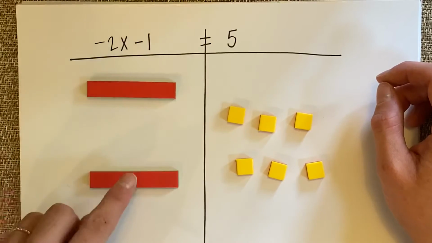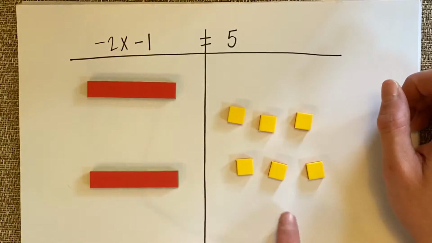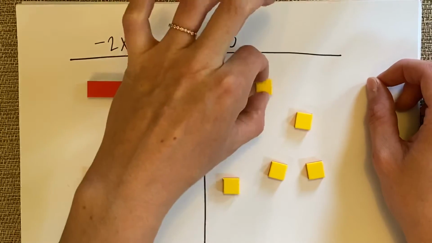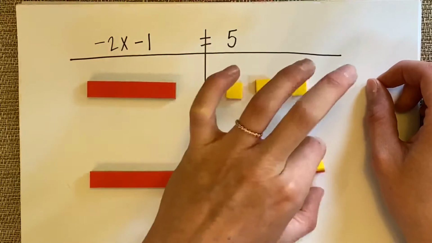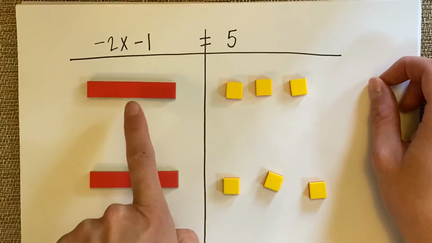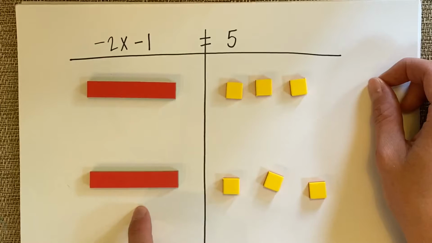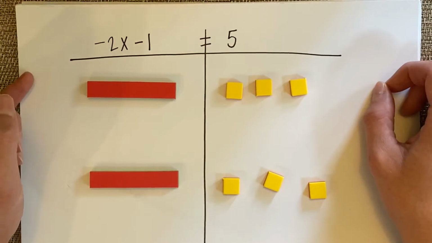So I have one variable and another. Let's split the right side into 2 equal groups. So one group, okay? So each negative variable is equal to 3 units. Negative variable is equal to 3 units. But we want our variable to be positive.